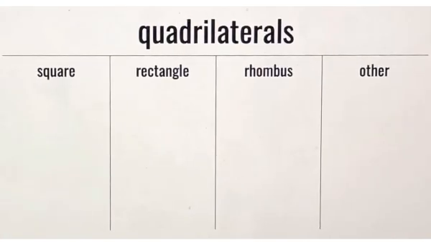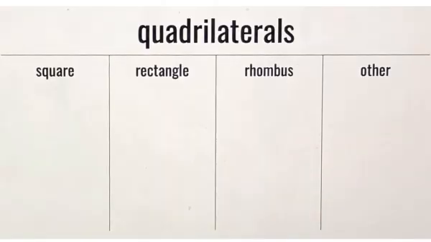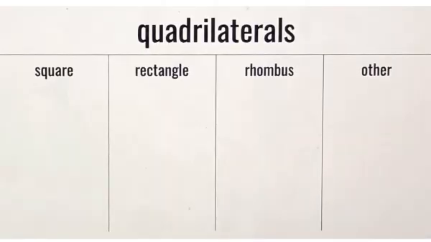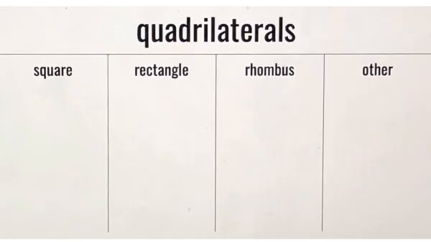Next, I'd like you to create a chart just like this on your own piece of paper. Then, as you look at each sculpture, draw the shapes that you see into the chart. I'd like you to include squares, rectangles, rhombuses, and any other quadrilaterals. If you see a shape that is not a quadrilateral, don't include it on your chart.